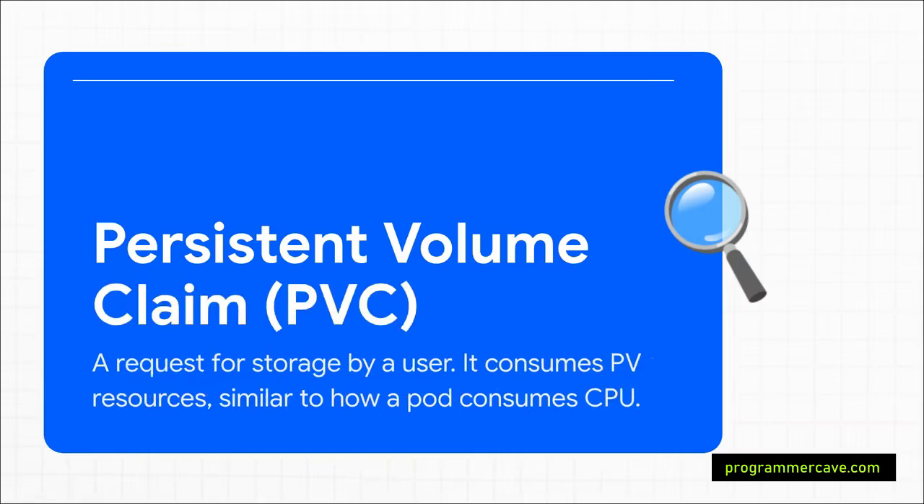Okay, so if the PV is the supply of storage sitting there, the persistent volume claim, or PVC, is your application's demand for it. This is how your application asks for storage. A developer just creates a PVC that says, hey, I need 10 gigabytes of storage that I can write to. They don't have to worry about the details of where it comes from, they just make the claim.